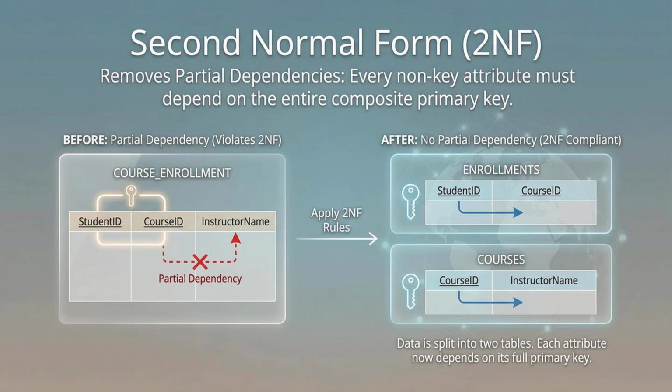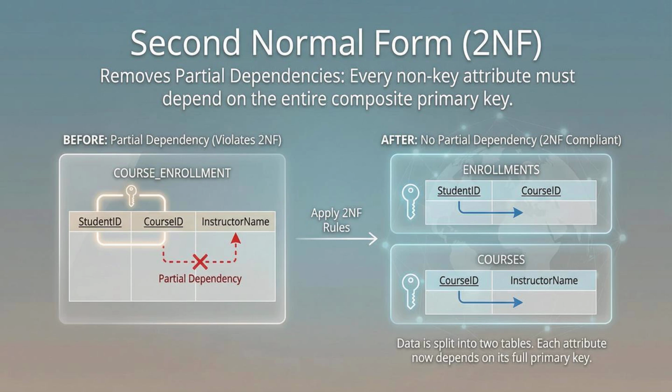Consider our before example, the course enrollment table. Student ID and course ID form the composite primary key. The instructor name attribute here is problematic. An instructor is linked to a course ID, not a specific student's enrollment. Thus, instructor name depends only on course ID, which is just part of our composite key. This partial dependency violates 2NF and introduces data redundancy.